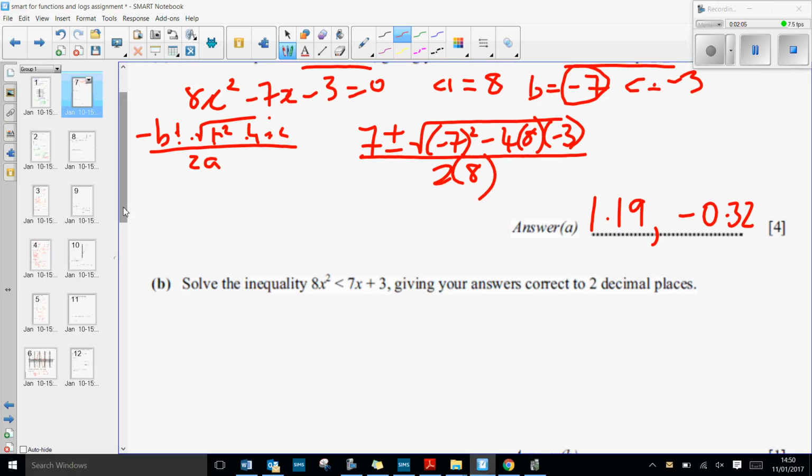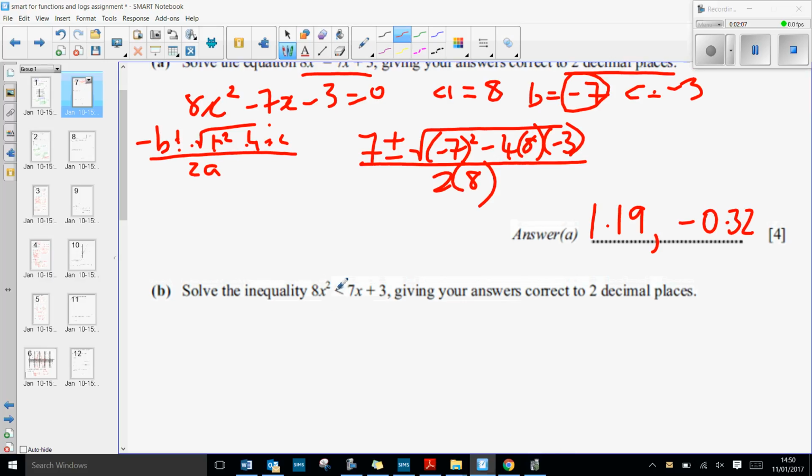Solve the inequality, giving your answers correct to 2 decimal places. Well, similar situation here. We're solving this. We need to make sure it's equal to 0. Obviously the inequality is going to pretend to be our equal sign, so we've got 8x squared minus 7x minus 3 is less than 0. So here's where we would sketch our inequality curve.